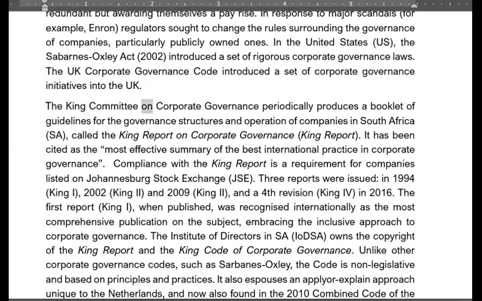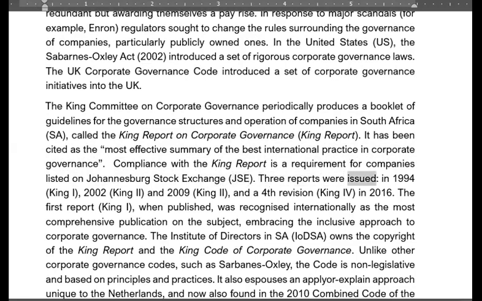The King Committee on Corporate Governance periodically produces a booklet of guidelines for the governance structures and operation of companies in South Africa, SA, called the King Report on Corporate Governance, King Report. It has been cited as the most effective summary of the best international practice in corporate governance. Compliance with the King Report is a requirement for companies listed on the Johannesburg Stock Exchange, JSE.